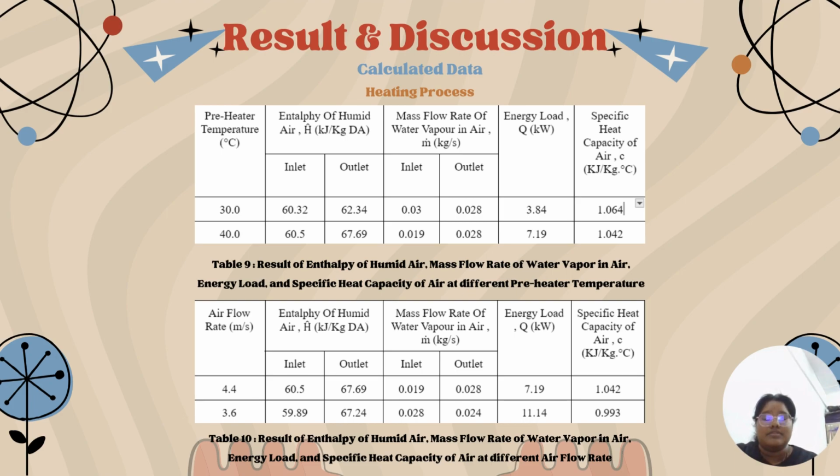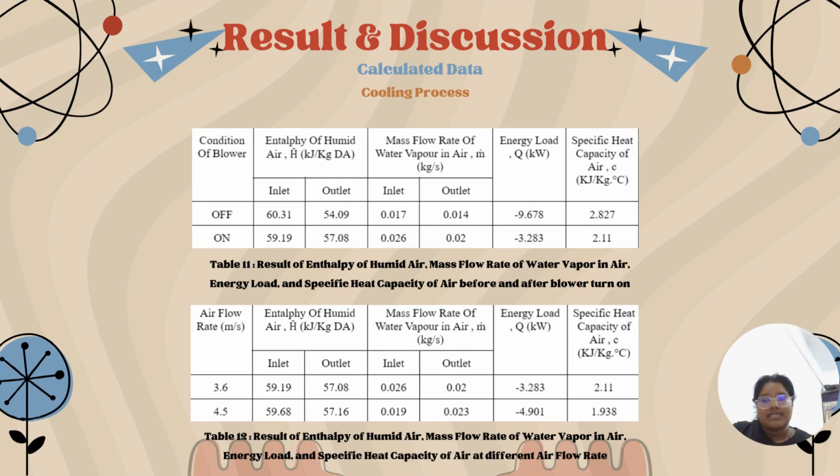This shows the result for the heating process. These will be the calculated data as in for enthalpy of humid air, mass flow rate of water vapor in air, energy load and specific heat capacity for before and after turning on the blower, and also for different air flow rate for the cooling process.